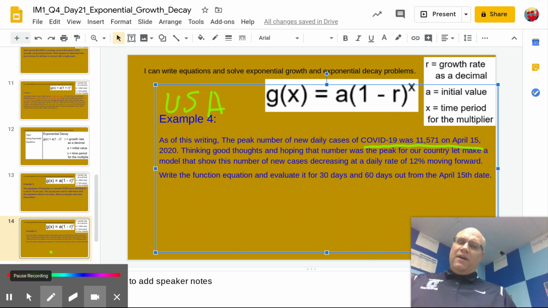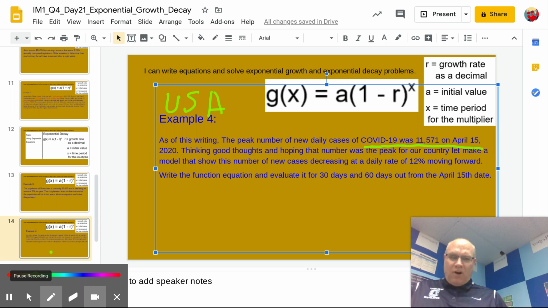So I was looking at the data for the United States and the number of COVID-19 cases, how many new cases are reported each day or confirmed each day. With wishful thinking right now, I'm hoping the peak number was 11,571 new cases on April 15th. From there, the data has been going down in terms of number of new cases each day. So let's say that was our peak, and now we are decreasing the rest of the way from April 15th.